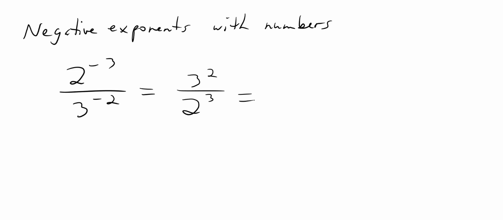All right. Now I do 3 squared, which is 9. I do 2 cubed, which is 8. 9/8. All right. So you want to rewrite it first. You want to rewrite.